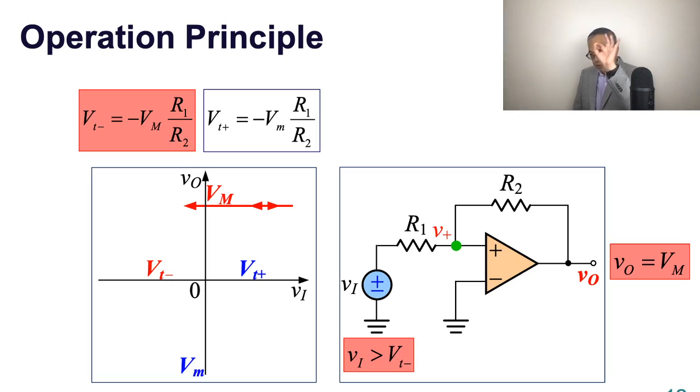Then V positive is lower. This is ground, so V positive is here. If you lower VI, because the change of V positive is proportional to the change of VI, going backward, okay? Just pay attention to the transfer characteristic. I'm talking about the transfer characteristic. If you lower VI, then V positive is going down.